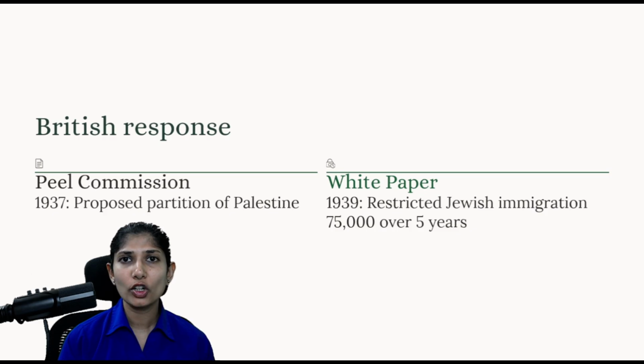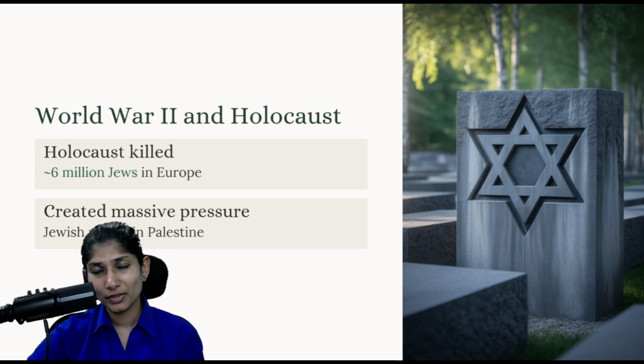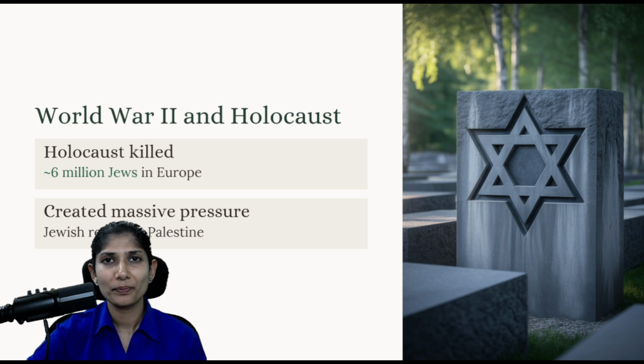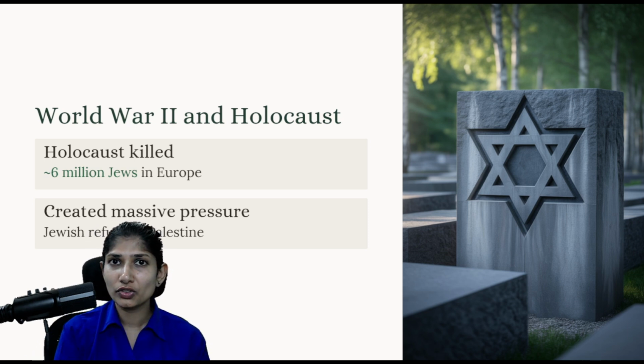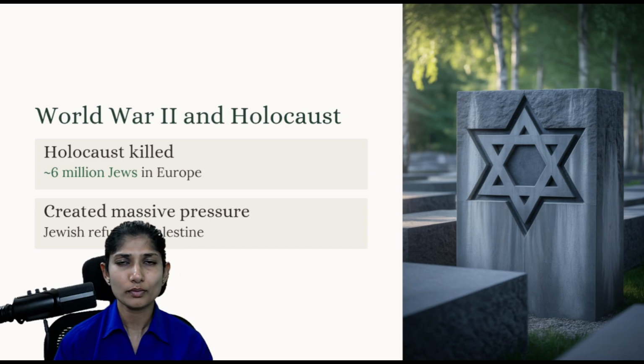And they passed something called the White Paper. In 1939, they restricted Jewish immigration for the next 5 years to 75,000. Now this did not satisfy either the Jews or the Arabs, but this was what there was. The White Paper was around 1939, which officially marks the beginning of the Second World War.